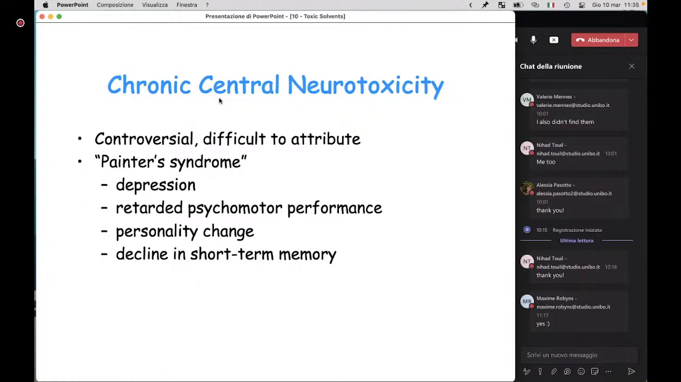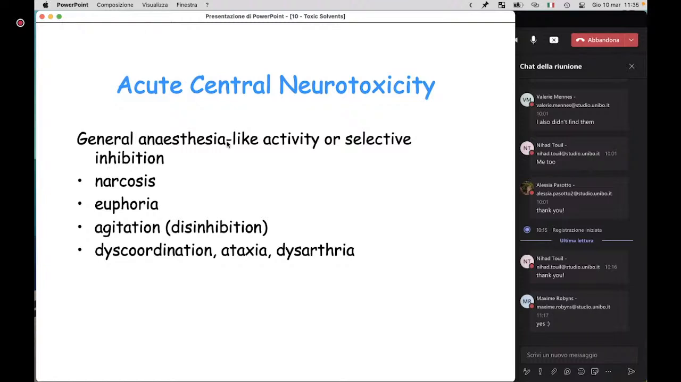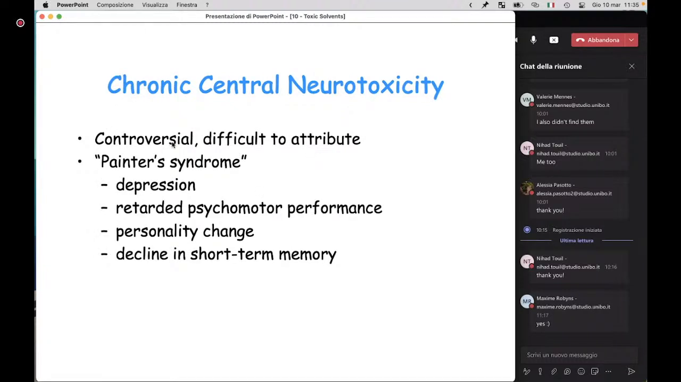But also not only the central nervous system, but also the peripheral system. Sorry, this is still central. Since this mechanism, the disruption of membranes, is difficult to demonstrate, it's still not completely understood. But we know, for example, in the past, when a lot of organic solvents were used for paints, we could observe painter's syndrome. And painter's syndrome, of course, was due to the fact that painters inhaled a lot of organic solvents while painting.